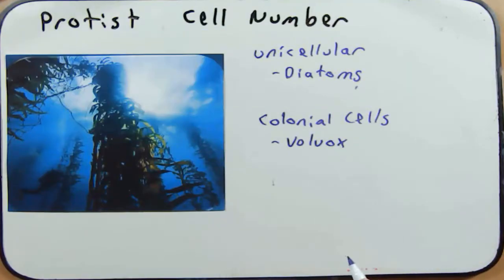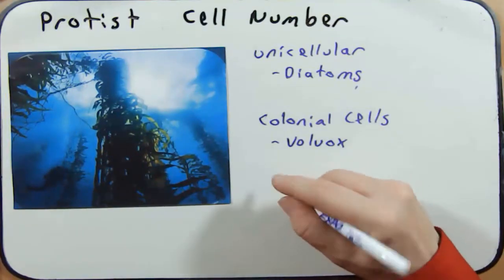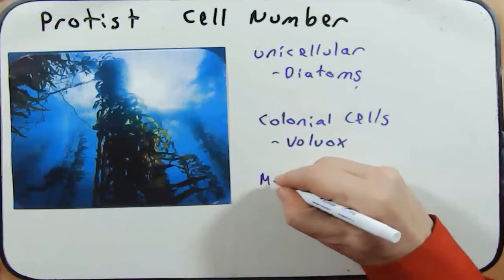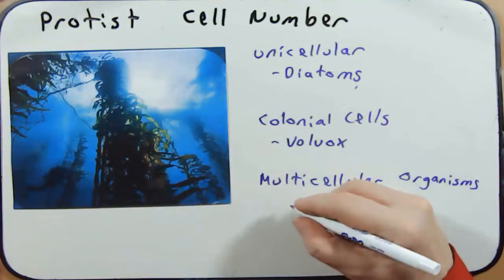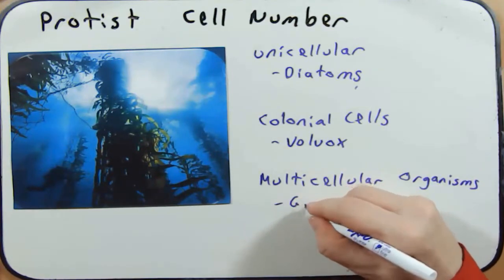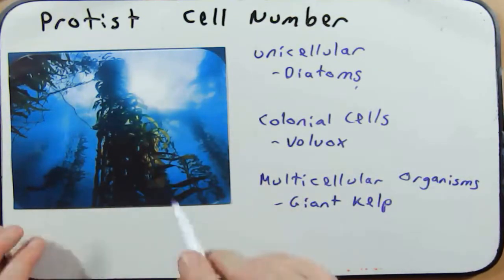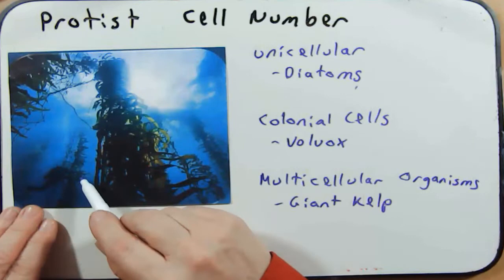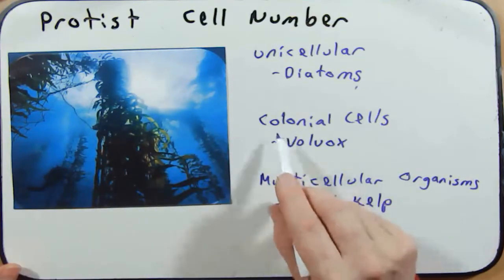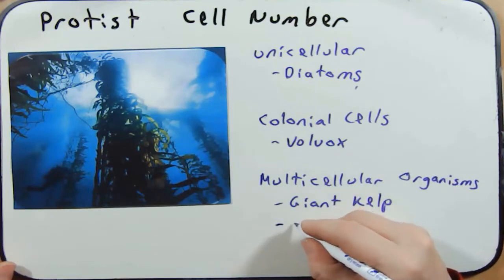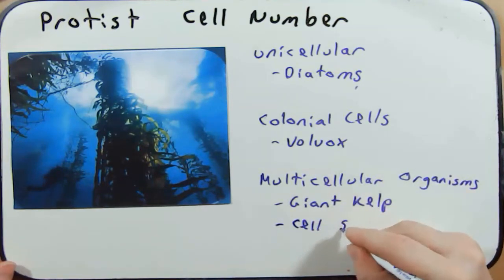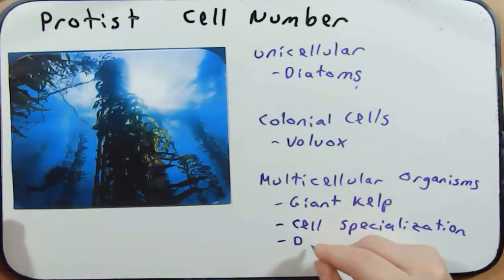And then finally, protists can also exist as multicellular organisms, like we see here in this giant kelp, in this large kelp forest. So these represent a multicellular organism. And unlike we see with the colonial cells in the Volvox, here we see cell specialization. And the cells are dependent on each other.